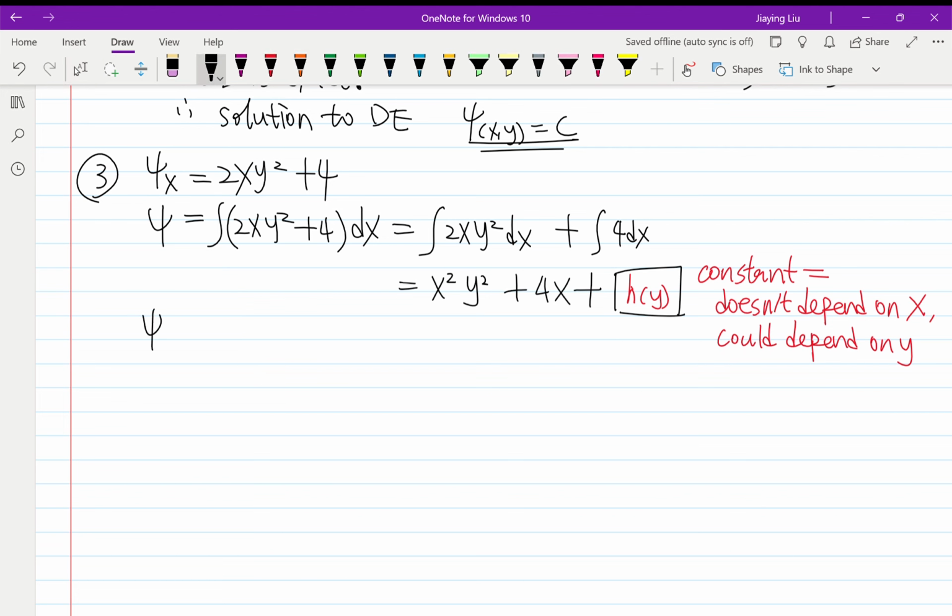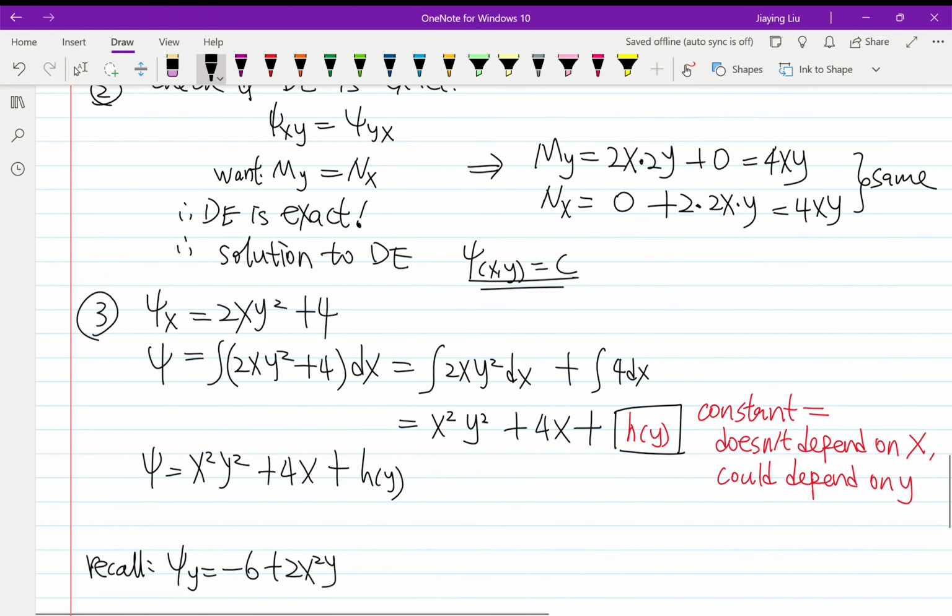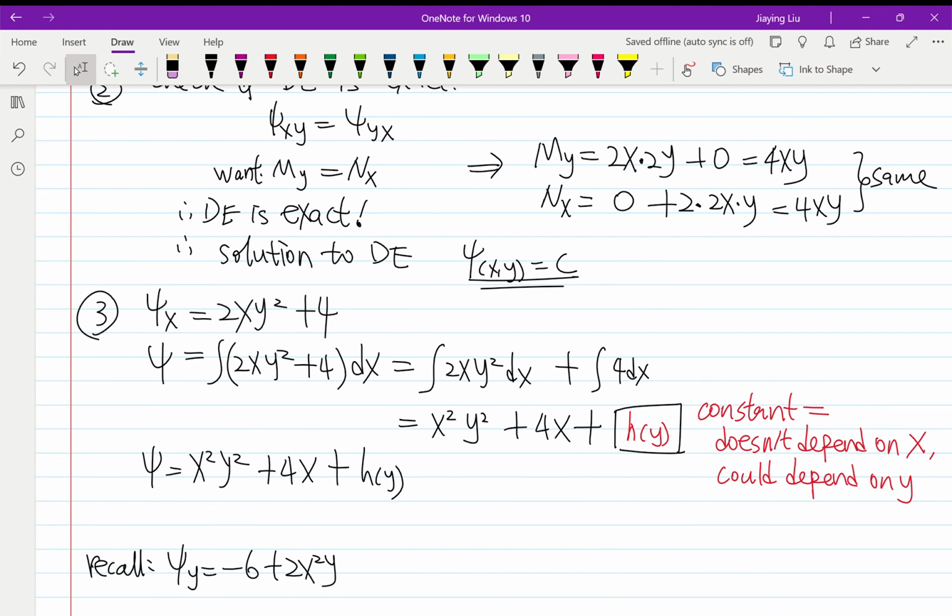Okay, so now we have psi equals x squared y squared plus 4x plus h of y, the constant term, not depending on x. How do we find this part? Well, we have to use psi of y there, right? So, recall psi of y equals, I'm just going to copy it down, negative 6 plus 2x squared y. That's what I had, that's what n is. So this is what I know from the equation. I could take the derivative with respect to y and then try to match the terms.